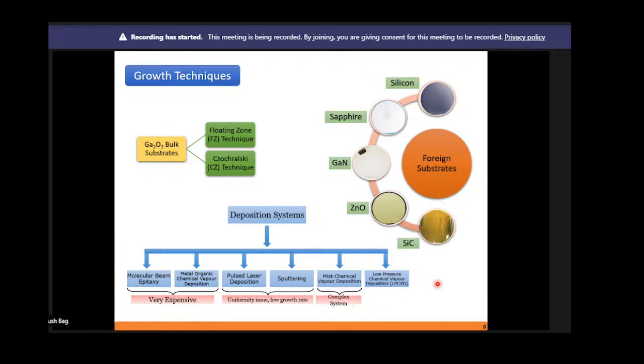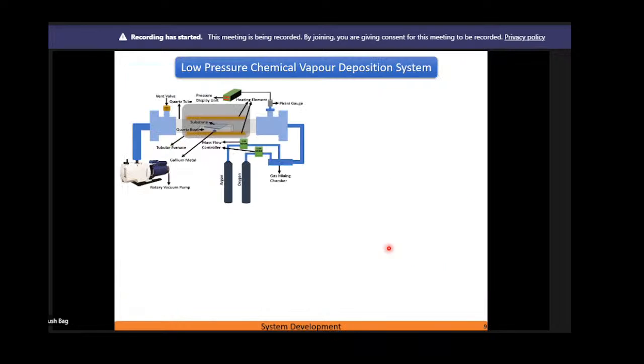Now the last technique, which again we are trying to utilize, is low pressure chemical vapor deposition. The advantages of this system are that it is low cost, of course, and we can get a high growth rate. Why is this high growth rate important? Because then we can quickly grow a particular device structure, and overall the yield of this technology will be higher compared to others. Now this is a typical schematic of the LPCVD system that we have developed.